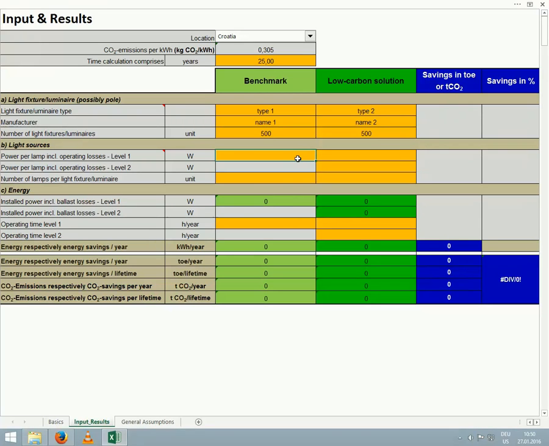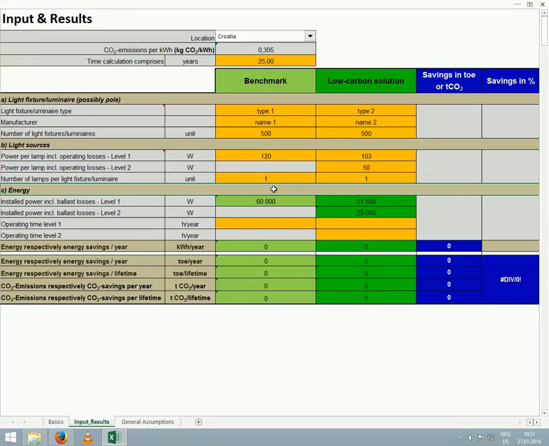Some streetlights are dimmable, which means they have 2 different operating levels of power. We have provided fields for you to enter this data if it is available to you. Using our example from Croatia, we enter just one level of 120 watts for the benchmark, and we enter 2 levels for the low carbon solution, 103 watts for level 1 and 50 watts for level 2. Then we must enter the number of lamps per fixture, and in our example, we enter 1 for both models.